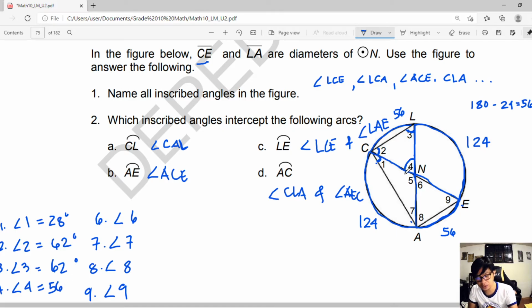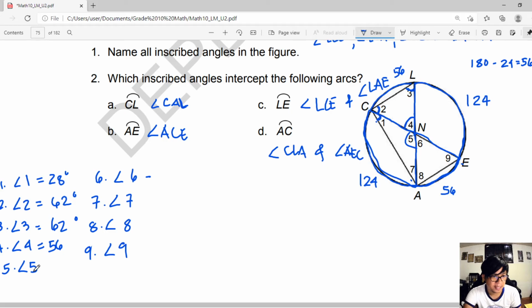Number 5 is also a central angle. Ito, central angle siya. So, ito yung intercepted arc niya. It measures 124. So, the measure of angle 5 is 124. Okay, next, angle 6. This also is a central angle. So, ibig sabihin ang measure nito is also the measure of the intercepted arc, which is 56. So, the measure of angle 6 is 56.